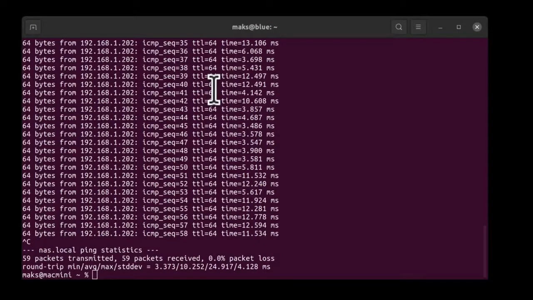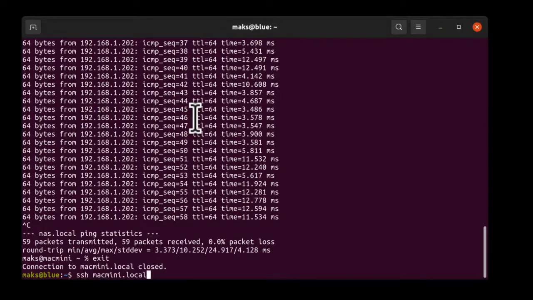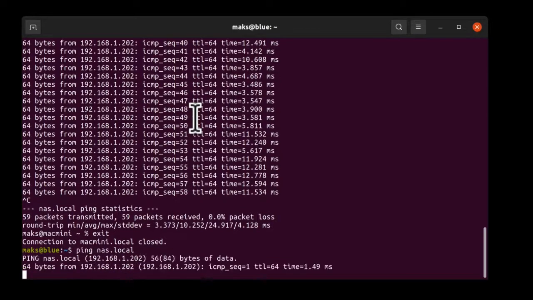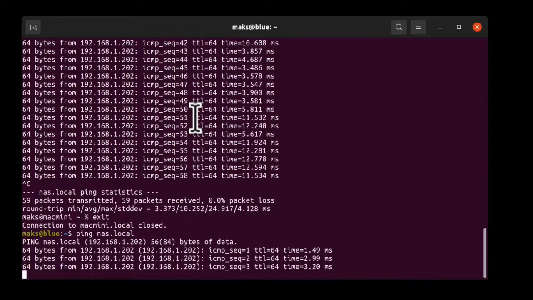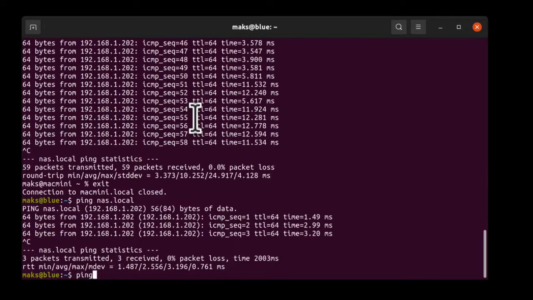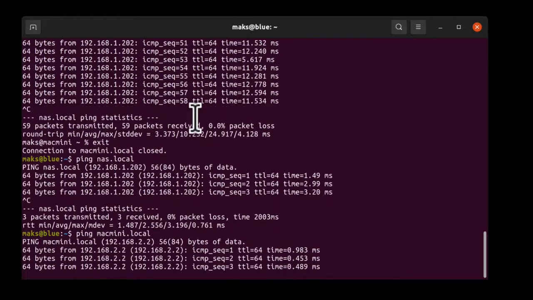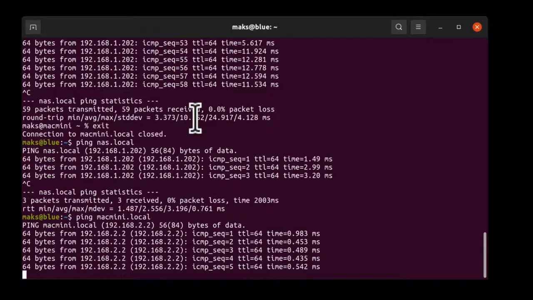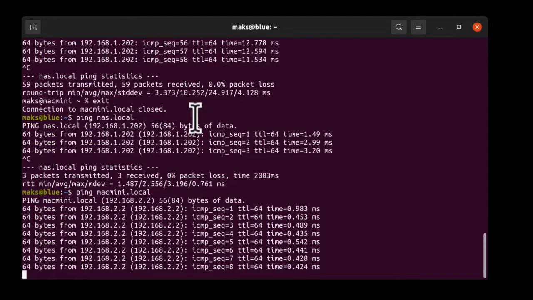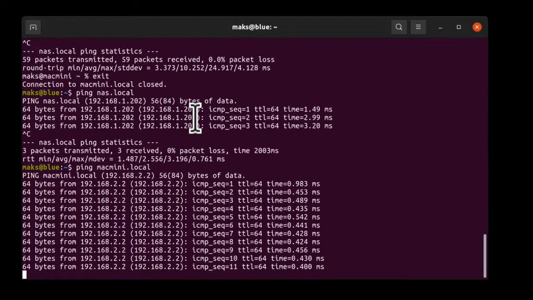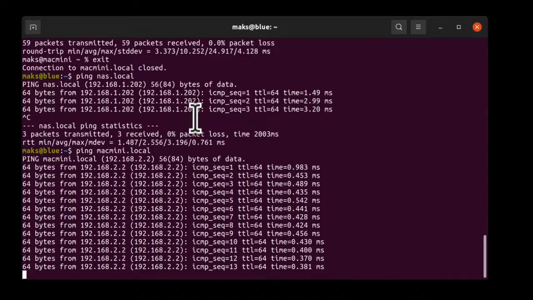So here we are, we're back. Now I don't know if I'm still connected to the Mac Mini, so now how about, let's ping the NAS. Pretty much the same as what we were having before, but how about now let's ping the Mac Mini. Look at that. No comparison at all. Now we've got basically sub half a millisecond latency between my laptop and the Mac Mini.